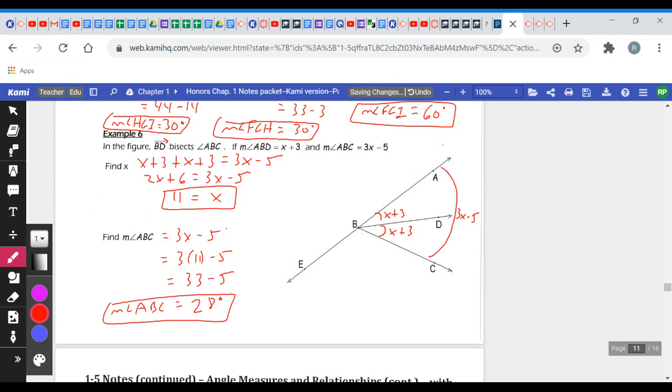Okay, so if you go and check to see how you did here, once you solve for x, you should get x is equal to 11. Once you plug back in to get the measure of angle ABC, you should get 28 degrees. Again, if you want to double check that, you could plug that 11 in, here and here. And if I plug it in, 11 plus 3 would give me 14, and 11 plus 3 would give me 14. And we just said the whole thing is 28, so that would make sense since 14 plus 14 is equal to 28.